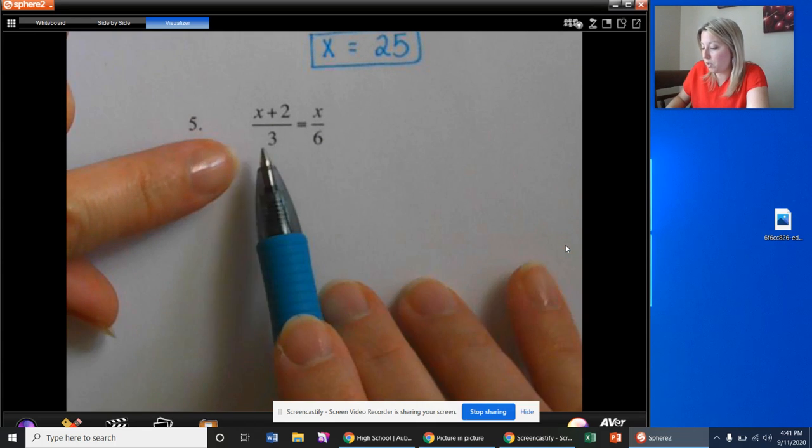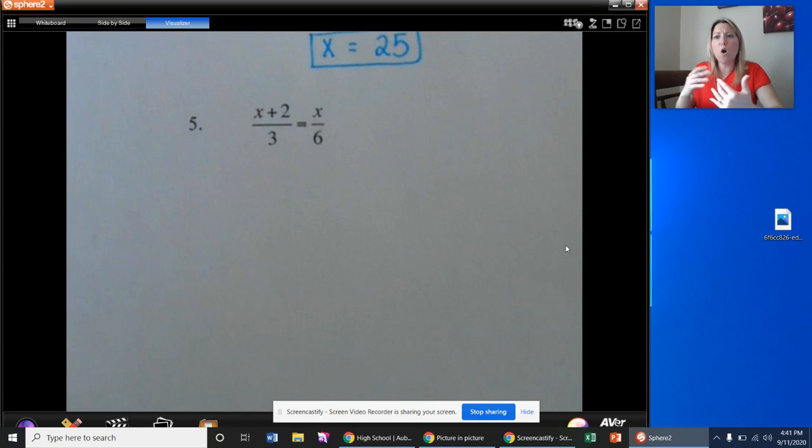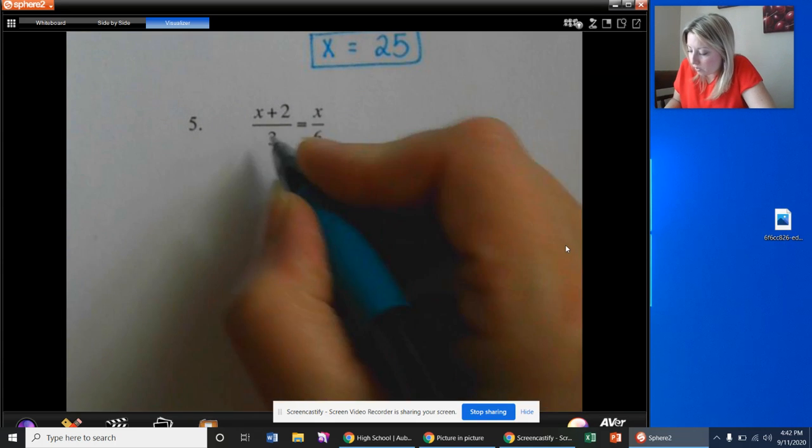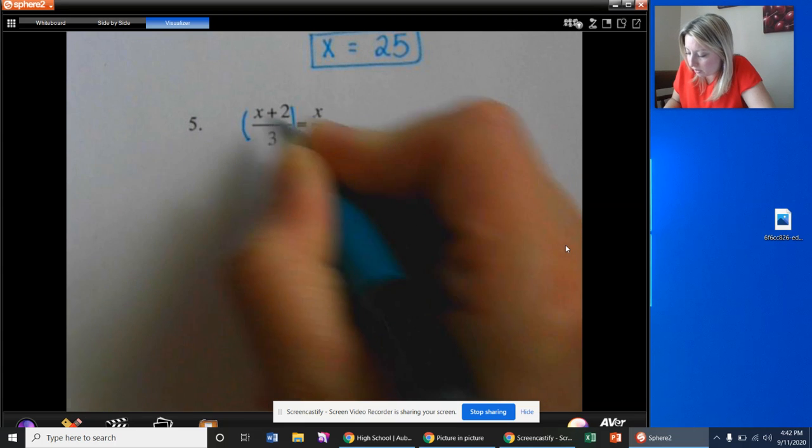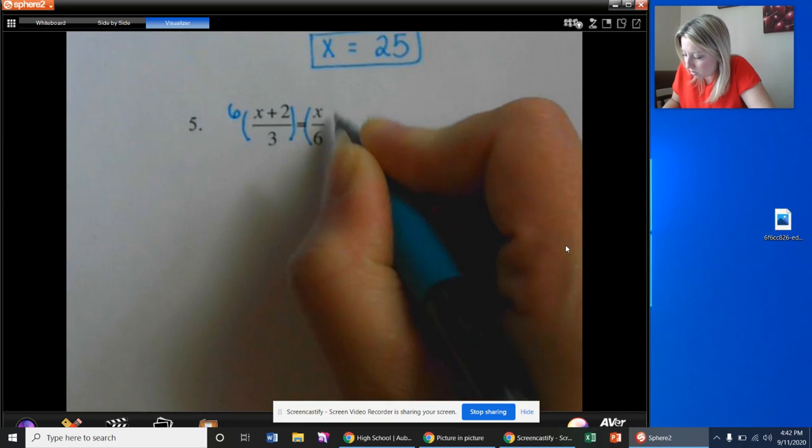Okay, so between these two, what could a 3 and a 6 both multiply to become? We call this a common denominator, right? That would be a 6. 3 can multiply by 2 to become a 6. 6 multiplies by 1 to stay a 6, the identity property. So that means that if I multiply both sides by 6, okay, and that's what I'm going to do.